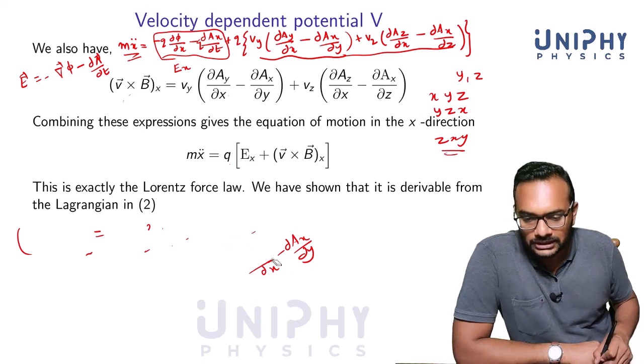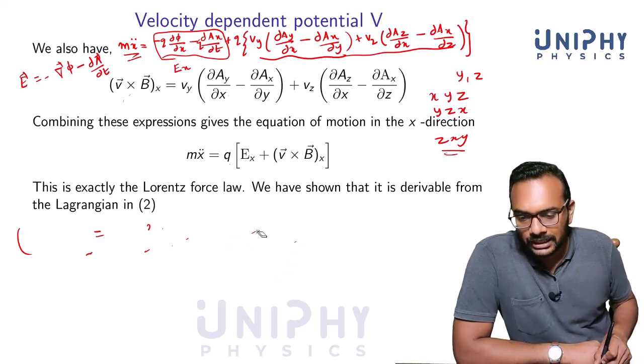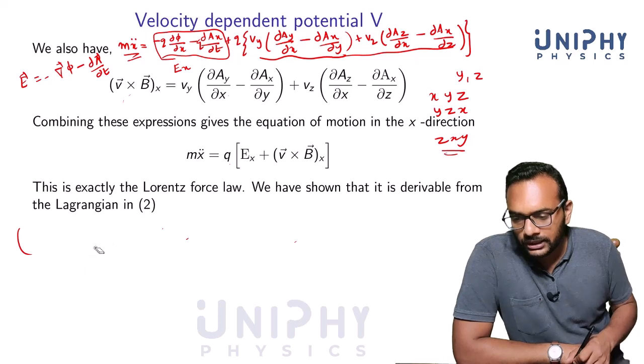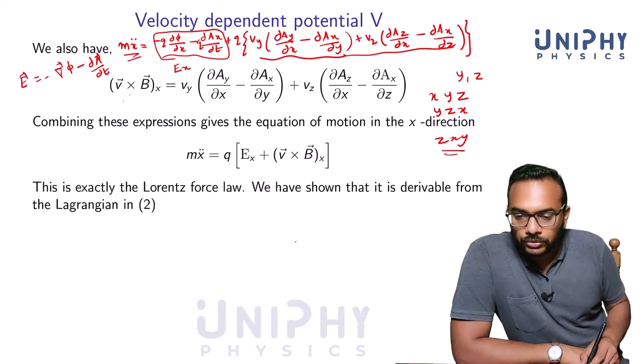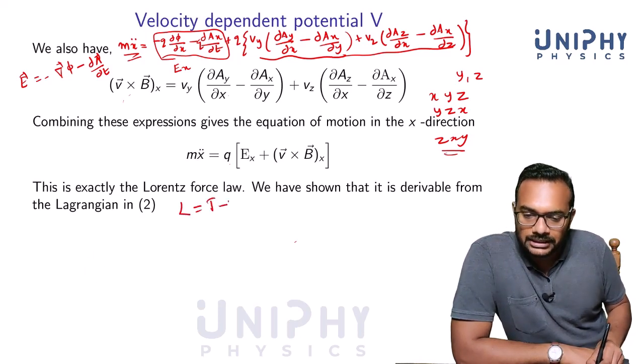Maybe I'm repeating myself. It's all right. Okay, what do we mean by a Lagrangian? So far we have seen that L equals T minus V.